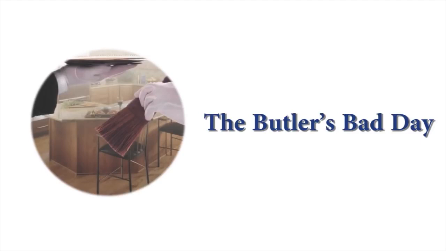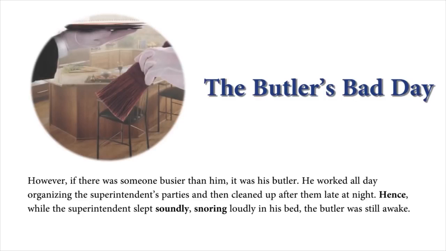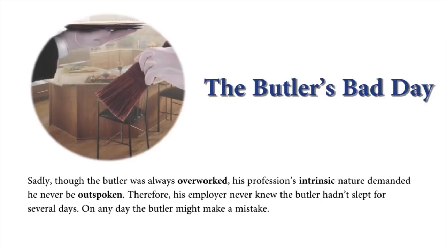The butler's bad day. The superintendent of civic projects was a busy man. He worked every day of the week and had fancy parties at his house every night. However, if there was someone busier than him, it was his butler. He worked all day organizing the superintendent's parties and then cleaned up after them late at night. Hence, while the superintendent slept soundly, snoring loudly in his bed, the butler was still awake. Sadly, though the butler was always overworked, his profession's intrinsic nature demanded he never be outspoken. Therefore, his employer never knew the butler hadn't slept for several days.